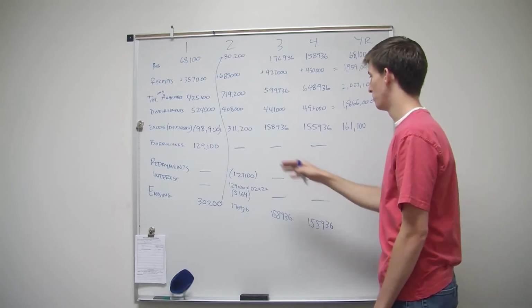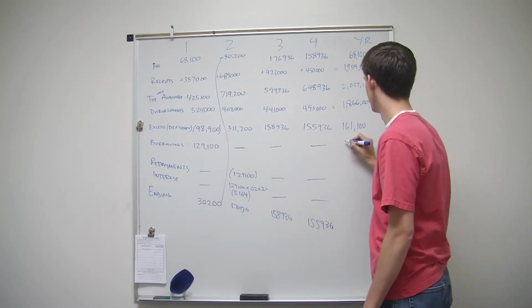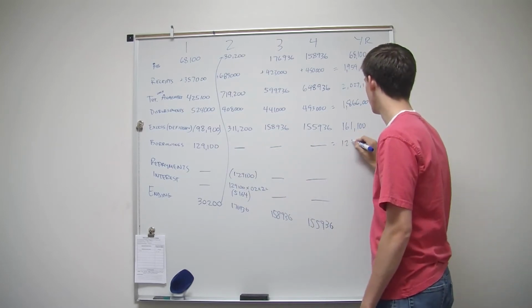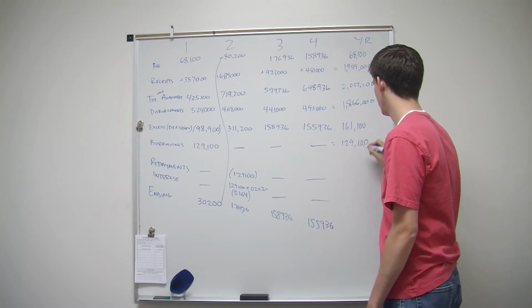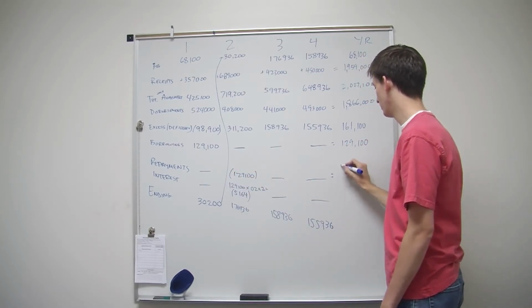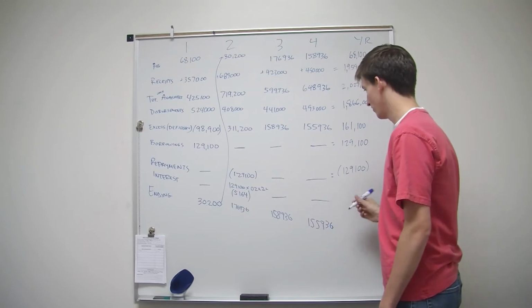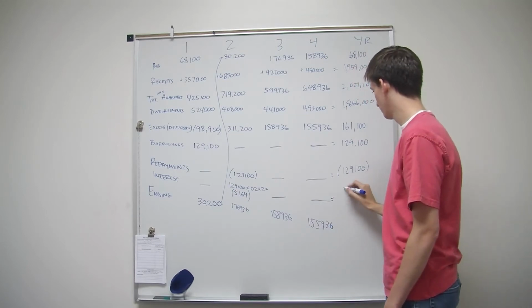Okay. Borrowings for the year, we just sum across: 129,100. Repayments for the year, sum them again: negative 129,100. Interest for the year, again, the sum is necessary.